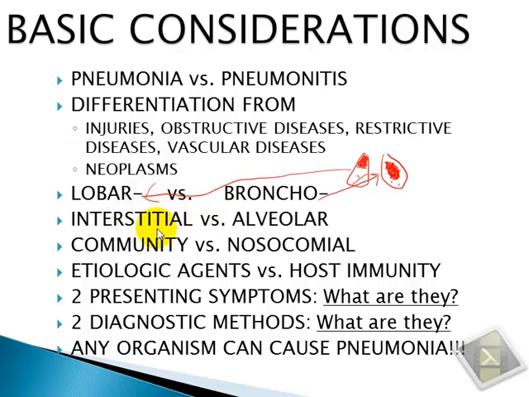The second concept we have to discuss is interstitial versus alveolar pneumonias. If these are your alveoli, there will be some interstitial space between them. So this is the interstitial space and these are the alveoli. If the pneumonias affect the interstitial space, they are called interstitial pneumonias, whereas when they affect the alveoli, they are called alveolar pneumonias.